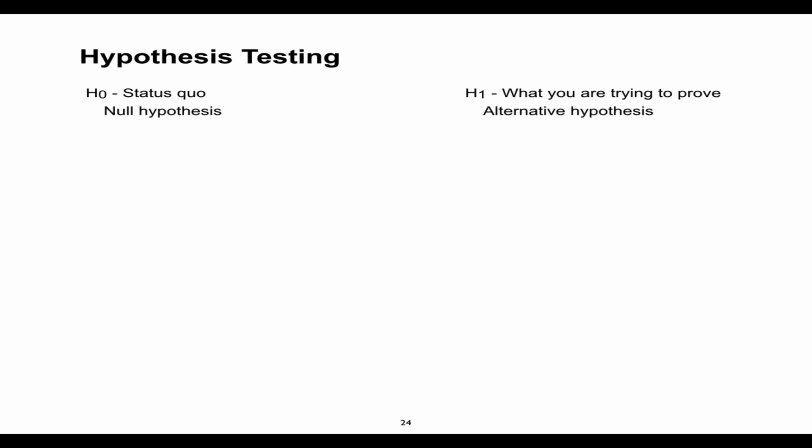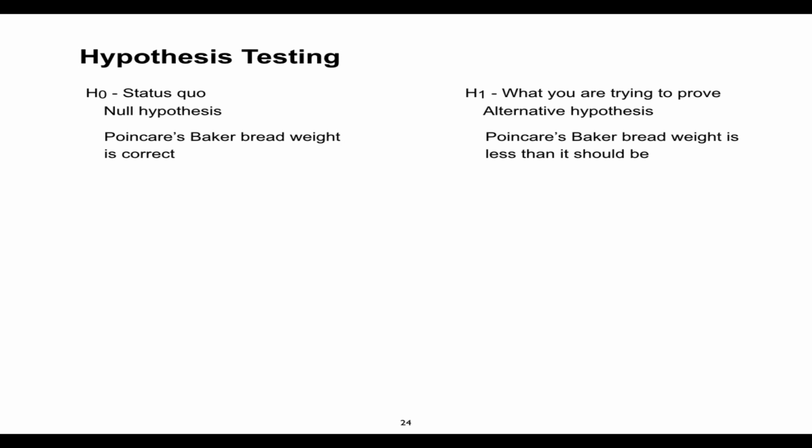So hypothesis testing, if you're a statistician, this is all old news, right? So why the hypothesis? The hypothesis is that the baker is cheating, right? That is our alternate hypothesis. The status quo is the baker is not cheating, right? Right. So not cheating. Alternative hypothesis is that we suspect that the baker is shaving off a little bit of the loaves, right?